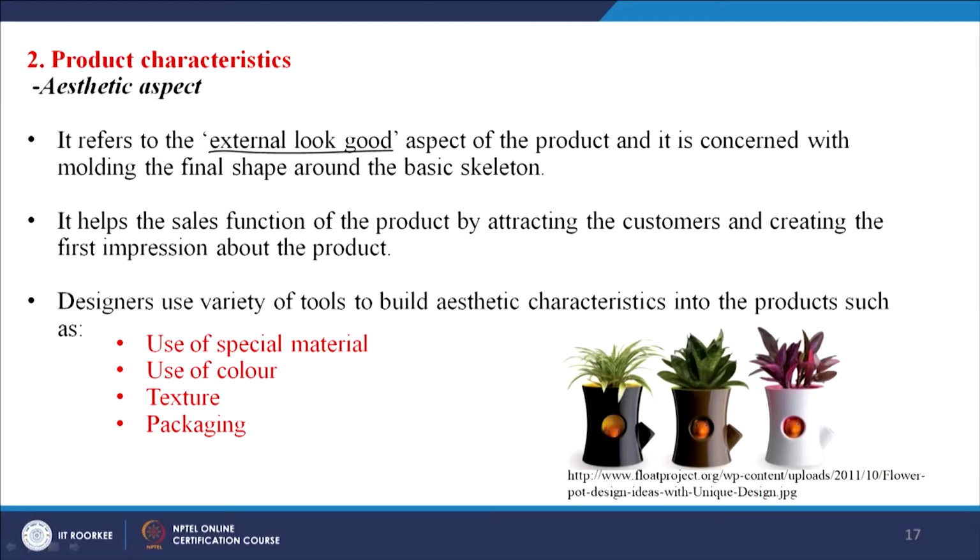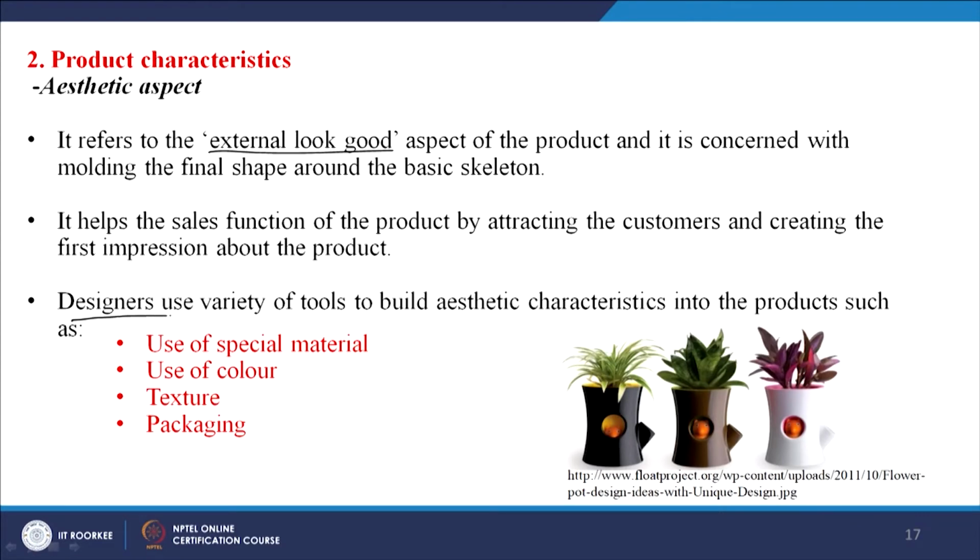So we have seen the marketing aspects, then the product characteristics. In characteristics we have seen the functional aspects are very important, operational aspects are very important, durability and dependability are also equally important, and then the aesthetic aspects are also very important. So aesthetic aspects refers to how the product is going to look like. External look good, it must be looking good.